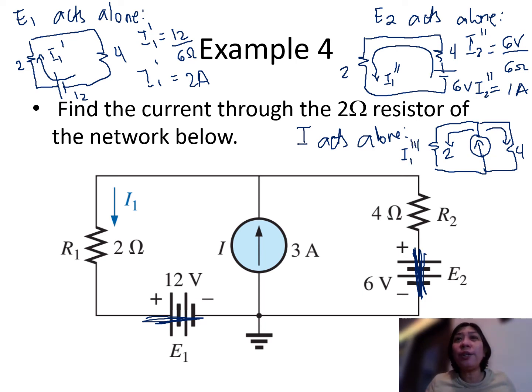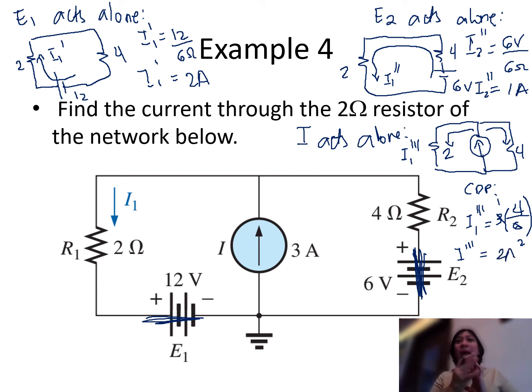So what we have here is the current divider principle, and we want to solve for I triple prime. Since current is inversely proportional to the resistance, we have the total current, which is 3 amperes, multiplied by the opposite resistance, so 4 in the numerator, over the total resistance, which is 6. Cancel this out, and I triple prime is equal to 2 amperes.